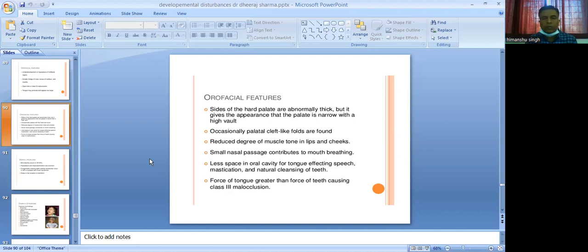There is a reduced degree of muscle tone in the lips and cheeks. Small nasal passages contribute to mouth breathing. There is less space in the oral cavity for the tongue, affecting speech, mastication, and natural cleansing of the teeth. The force of the tongue is greater than the force of teeth closing, causing malocclusion.